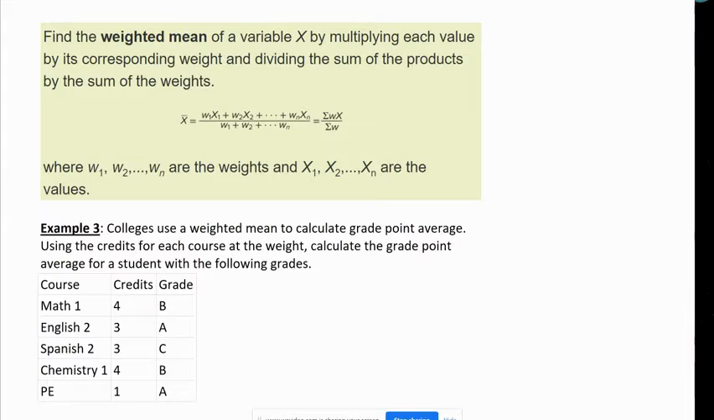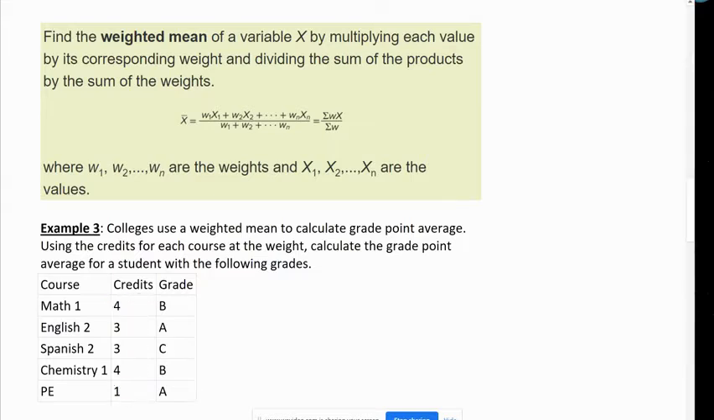So it was easy to calculate your GPA in high school because you just took all of your grade points and then divided by 5, and that gave you your grade point average. If you had 6 classes, you would divide by 6. But in college, the weights of each of your classes depend on how many credits they are. So a 1-unit PE class shouldn't carry as much weight as a 4-unit math class. And so the grades are weighted according to how many credits that course is worth.